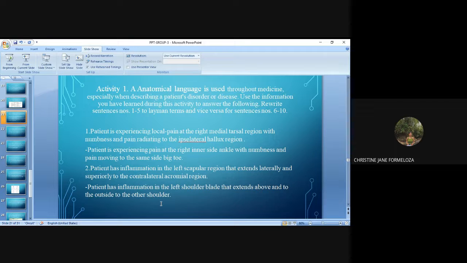Number 2, patient has inflammation in the left scapular region that extends laterally and superiorly to the contralateral acromial region. When we say left scapular region, means left shoulder blade, while contralateral acromial region means the other shoulder. So our answer, patient has inflammation in the left shoulder blade that extends above and to the outside of the other shoulder. Next slide, please.